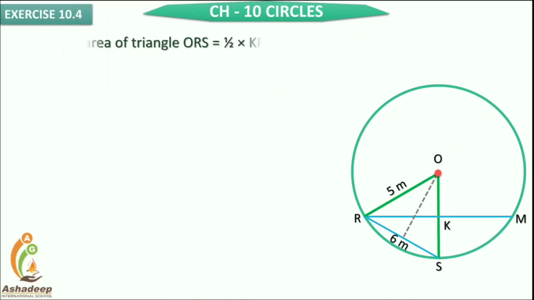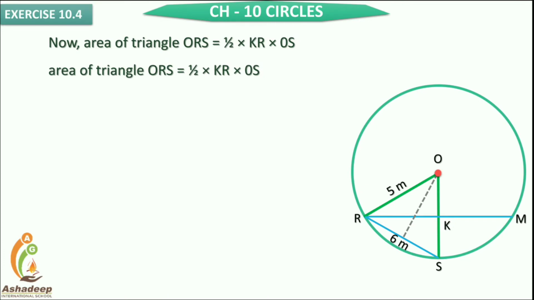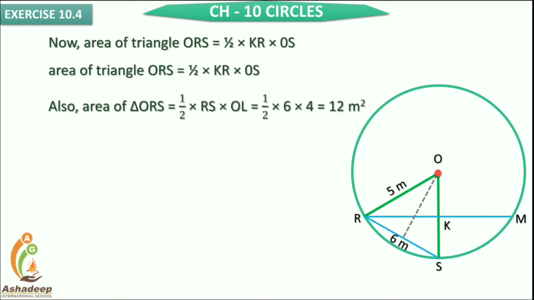So now in the triangle ORS, the area is half into base into height. Which base have we taken? KR. Okay, this is going to be the height and the base is going to be OS. So base into height, KR into OS. Then the area is going to be 12 meter square.